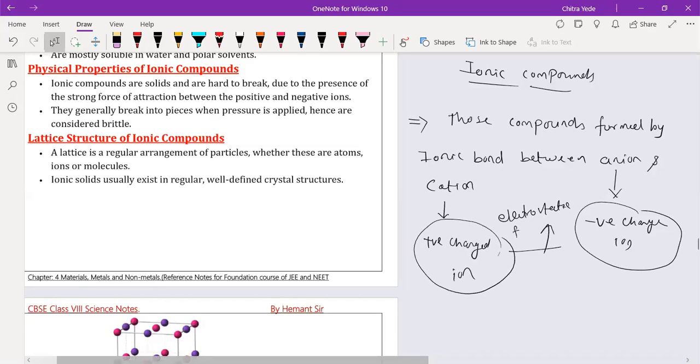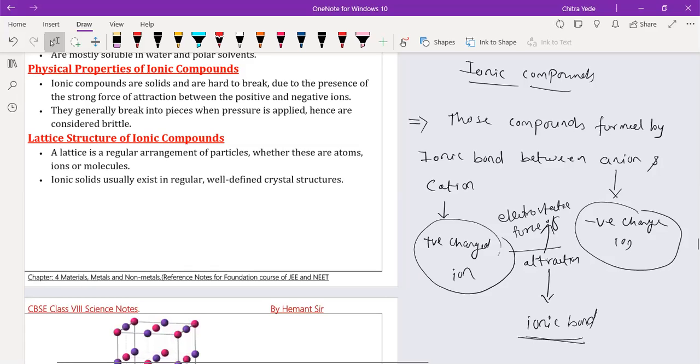Sir, can you repeat the definition of ionic compounds? I have written it over here. Okay, and that electrostatic force of attraction is called the ionic bond. Understood? Ionic bond and ionic compounds. Okay. So now we are going to discuss the physical properties.